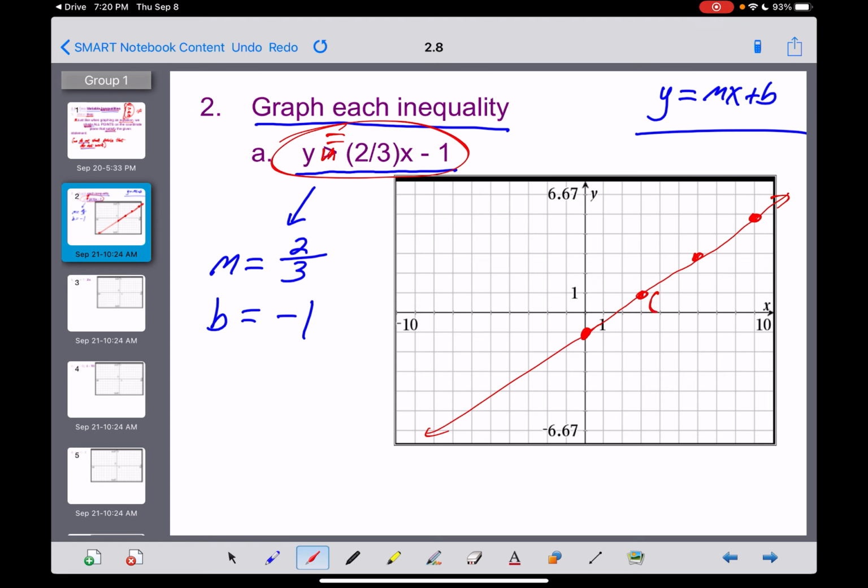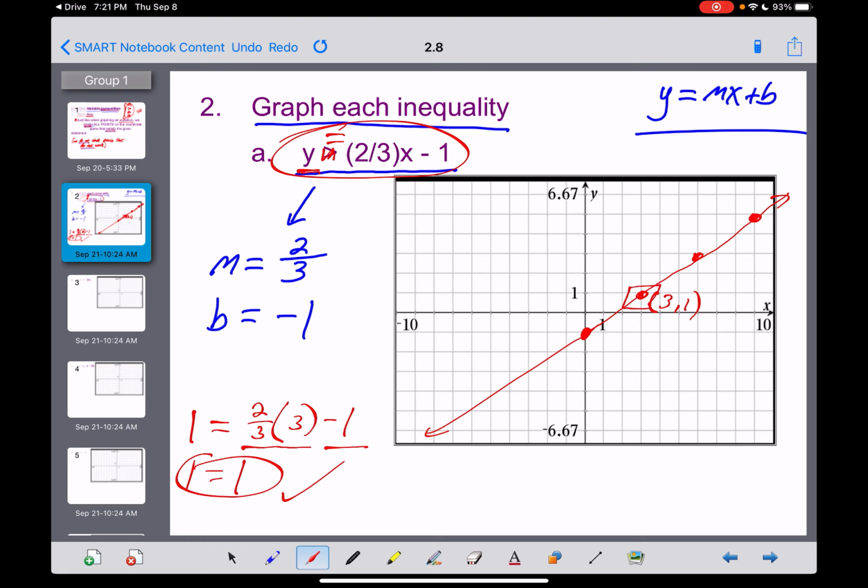Like, for example, this is the ordered pair 3, 1. Let me show you what I mean when I say it satisfies. My y coordinate there is 1, and if this was an equation, that would be an equal sign right there. 2/3 times my x coordinate of 3 minus 1. Well, let's see what happens here, guys. 2/3 of 3 is 2. 2 minus 1 is 1. 1 equals 1 is obviously true. Check. So this point satisfies the equation.